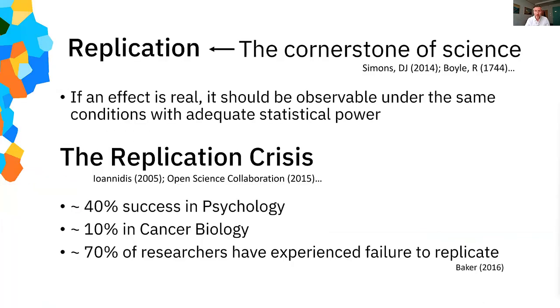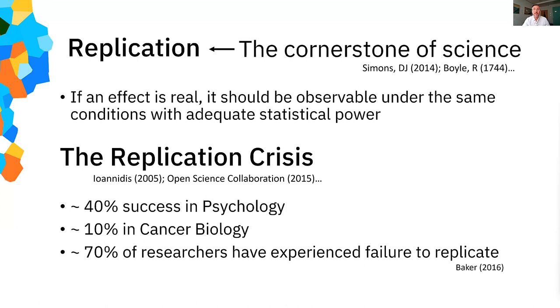I think that it's consensus that replication is in many ways the cornerstone of science. This is something that has been talked about very recently, certainly in psychological science, that's where I'm from, but it's also a feature of science writ large, going back to Boyle and before that to Kant. And the general idea is that if an effect is real, if there's something out there in the world that constitutes a pattern that's systematic and reliable, it should be observable under the same conditions as when it was originally observed with adequate statistical power.